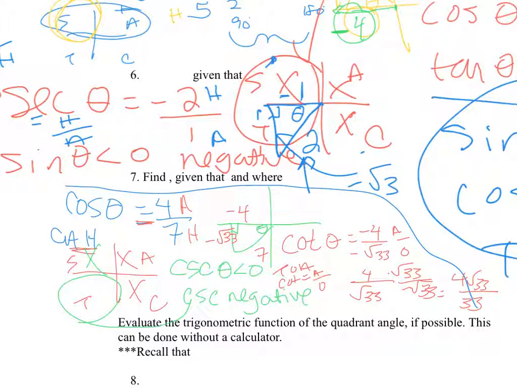So then to do number 7, basically you're doing the same stuff. Cos, if it's negative, has to be in quadrant 2 or 3. And then the cosecant, if that's negative, it means that it can't be in quadrant 2. Therefore, the only one left with both restrictions has to be the third quadrant.